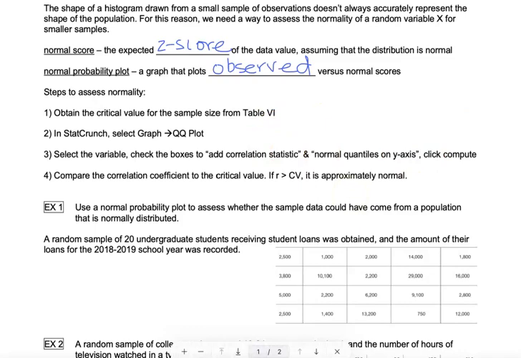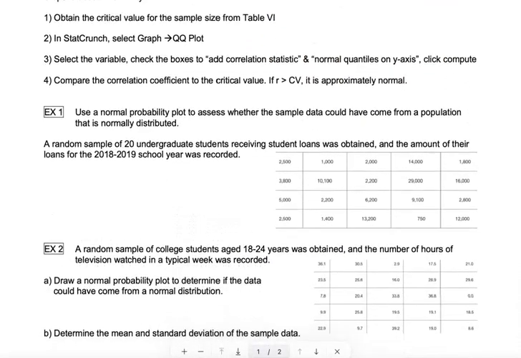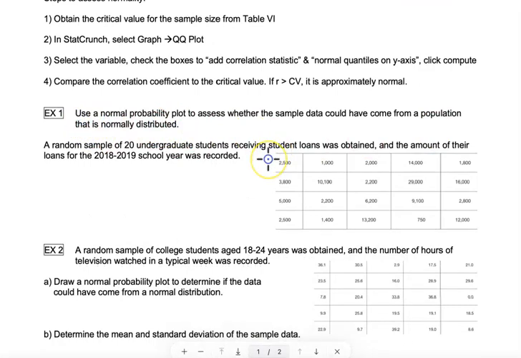So we're going to do a couple examples here just to make sure you know what you're doing. This one says use a normal probability plot to assess whether the sample data could have come from a population that is normally distributed. So the situation is a random sample of 20 undergraduate students receiving student loans. So we obtained the sample. The amount of their loans for the 2018-2019 school year was recorded. So you can see here that I've got 20 different values for the 20 undergraduate students. And so that tells me that N is 20.